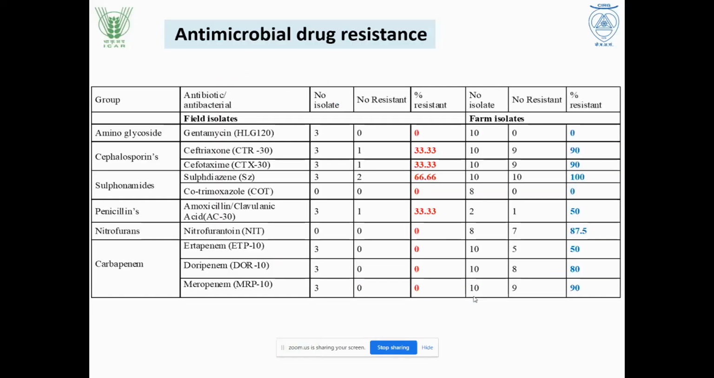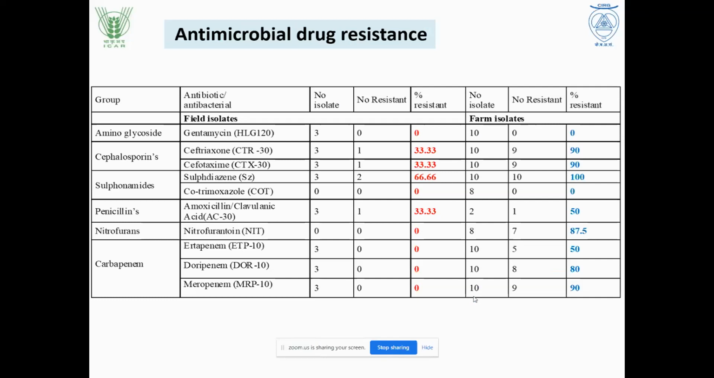Now, antimicrobial resistance sometimes becomes a bigger problem than the actual disease, because E. coli is the most important organism having zoonotic importance. So therapy with antimicrobials plays an important role and needs the attention of veterinary professionals.